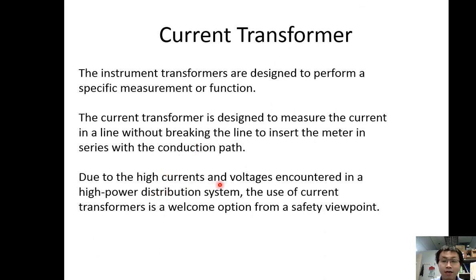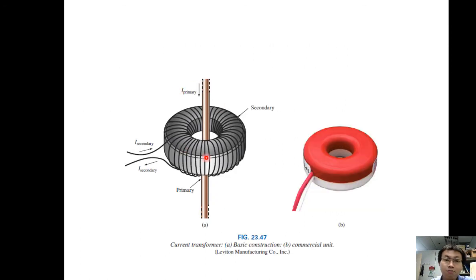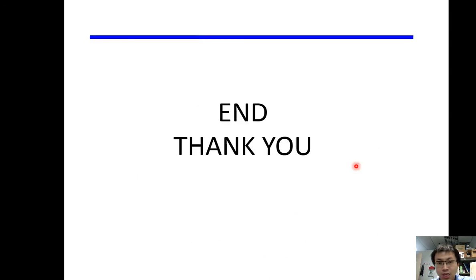Due to the high currents and voltages encountered in a high power distribution system, the use of a current transformer is a welcome option from a safety viewpoint. So this is the typical current transformer. For example, this is the high tension transmission line windings, phases. So we can couple a current transformer here. It will step the primary down to the secondary. Then this is the typical commercial unit. So thank you very much. Hope you enjoy the slides.